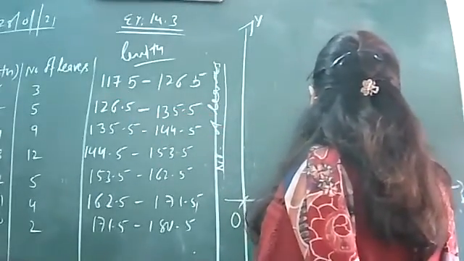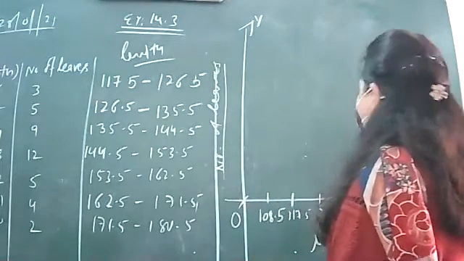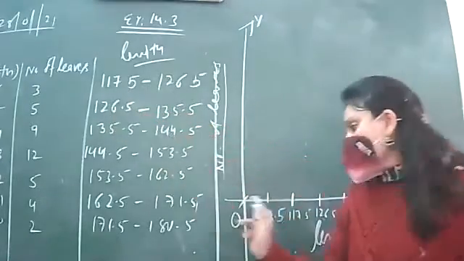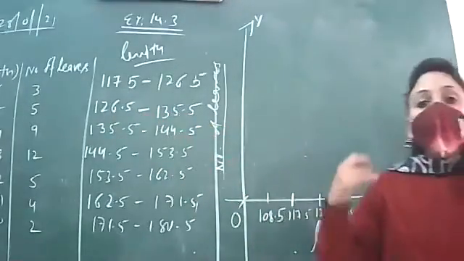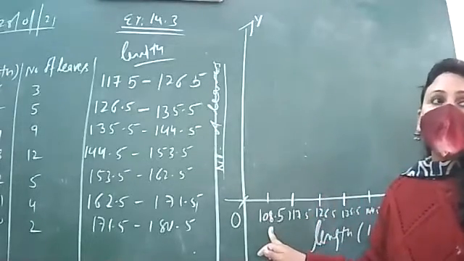117.5, next 126.5, next 135.5, next 144.5, next 153.5, next 162.5, next and last 180.5. So what I did, the same numbers which I have in the intervals starting from 117.5, I wrote them all down moving from there. Now confusion can be there in the mind: why are we taking 108.5 behind?